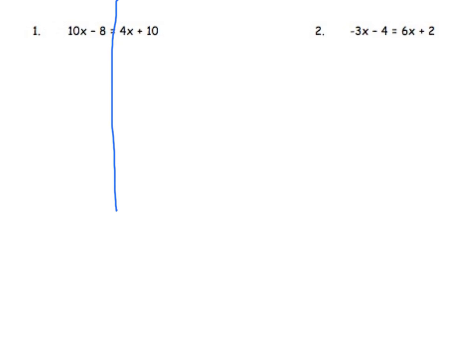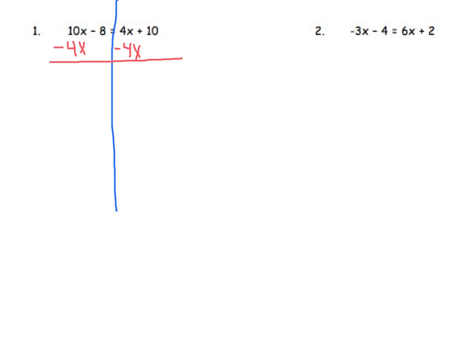And my 4x, since I have to move it, I have to zero it out. So the opposite inverse operation to plus 4x is minus 4x. Now, if I do it to one side of my line, I have to do it to the other. But I need to put it under my like term, so I'm going to put it under the 10x.